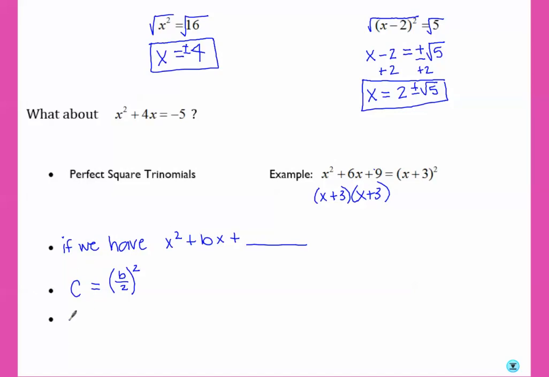Then we can plug it in. If we have x squared plus bx plus this c value, we know it'll factor to x plus b over 2 squared. Just like here, half of 6 is 3, it factored to x plus 3 squared. So let's practice that a little bit.